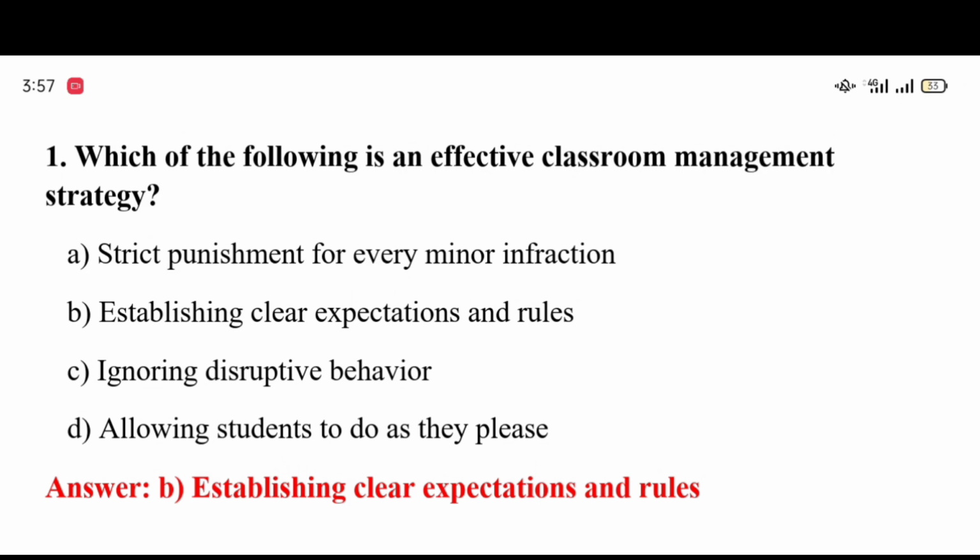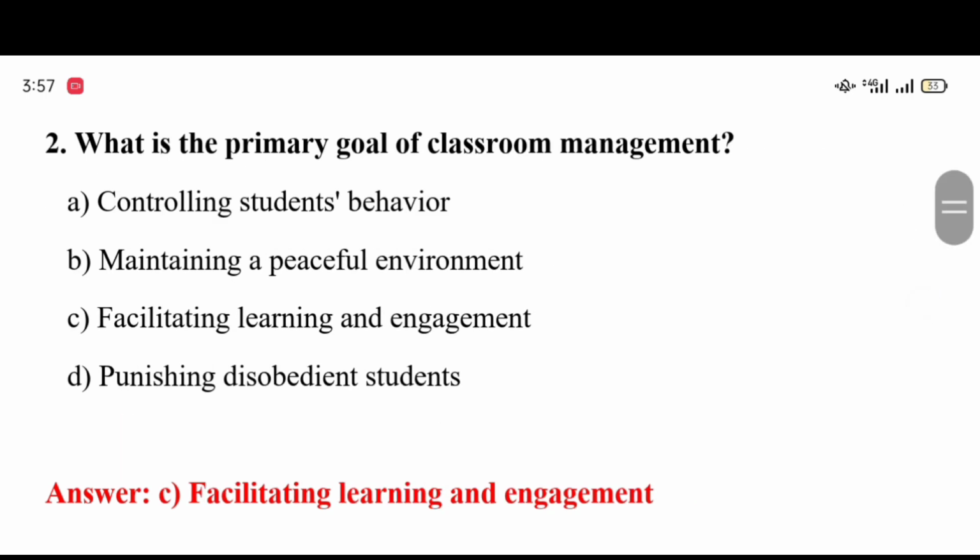Questions on classroom management and discipline. Question number 1. Which of the following is an effective classroom management strategy? Answer: establishing clear expectations and rules. Question number 2. What is the primary goal of classroom management? Answer: facilitating learning and engagement.